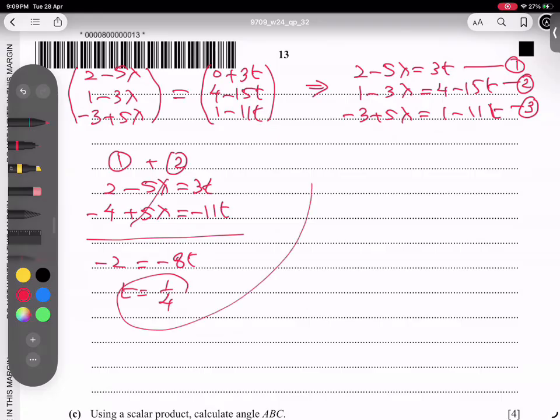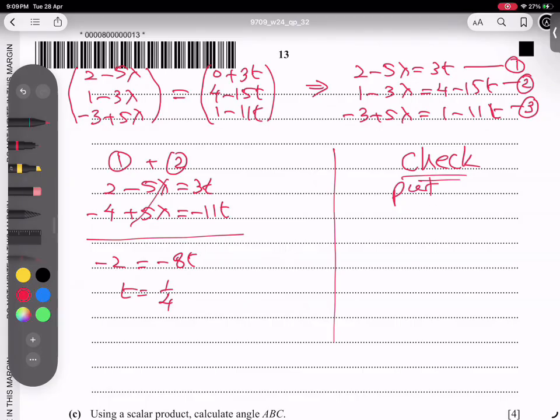And this value, I use either plug in 1 or plug in 3. But don't use the second one, because the second one I'll use for checking purpose. So verification. So t, I'm going to plug in the top equation. So 2 minus 5 lambda is equal to 3 over 4. And now I need the lambda value. 5 lambda goes there and 2 minus 3 over 4. So out of 8, this is 8 minus 3, 5 upon 4. So it becomes 2 minus 3 over 4. So this one and divide by 5. I got 1 by 4.